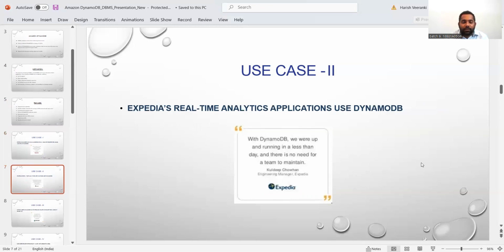Use case 2, Experian's real-time analytics application uses DynamoDB. With DynamoDB, we were up and running in less than a day, and there is no need for a team to maintain it.